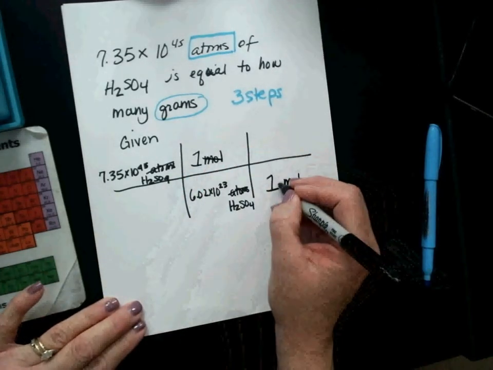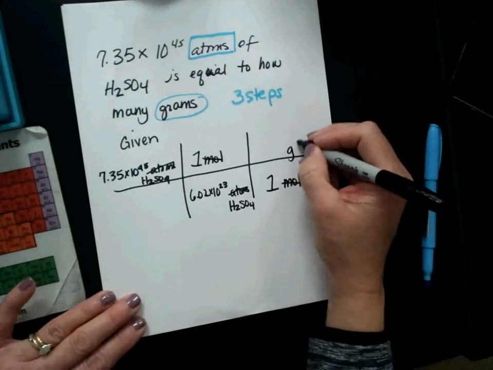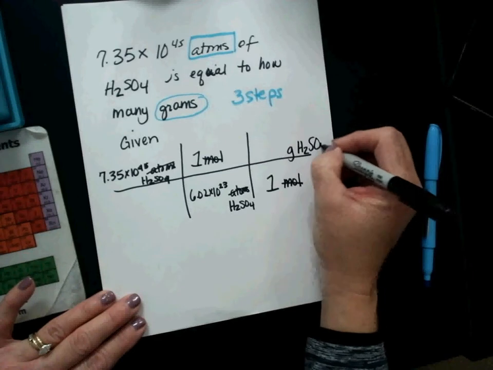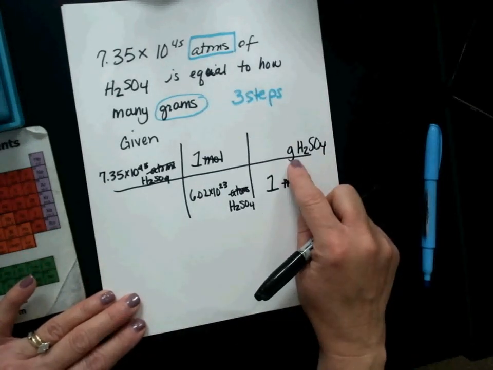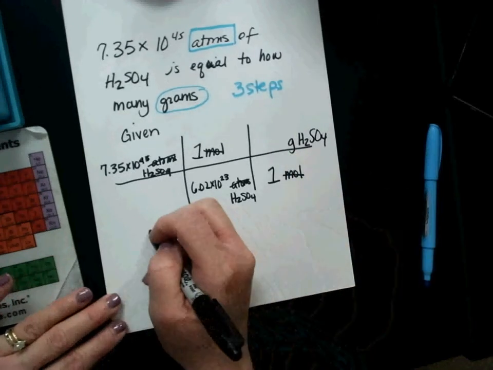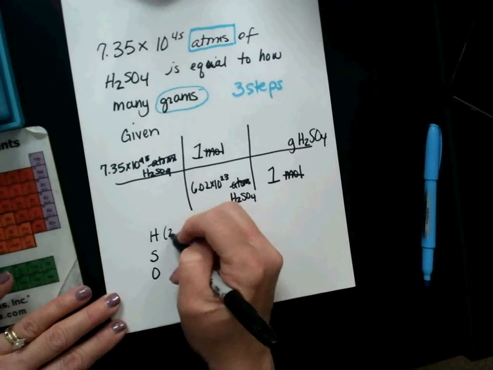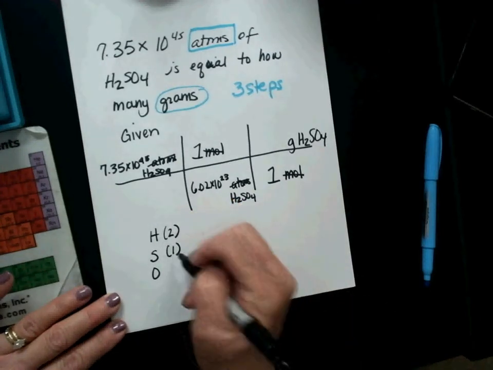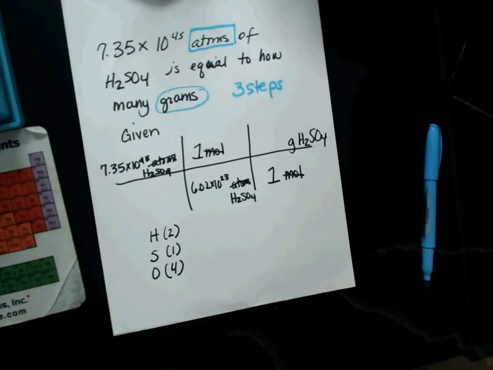Those are canceled out, and then I say to myself, okay, where am I supposed to be at the end? I'm supposed to be in grams of H2SO4. How do I figure out how many grams are in 1 mole of H2SO4? Yeah, periodic table. So let's go. H, S, O. I've got 2 H's, 1 S, 4 O's. Figure out the molar mass. That's what you're always looking for. The molar mass. Figure it out.